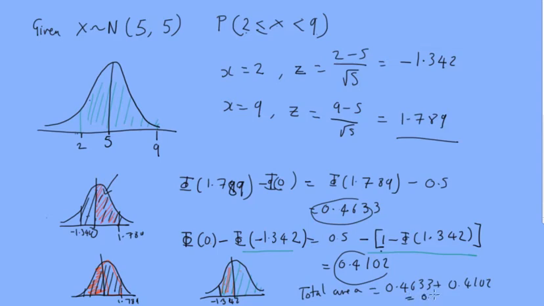Which is 0.874, which is the probability that we want.